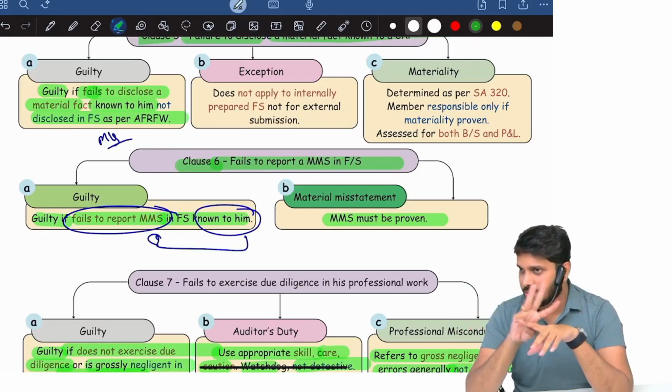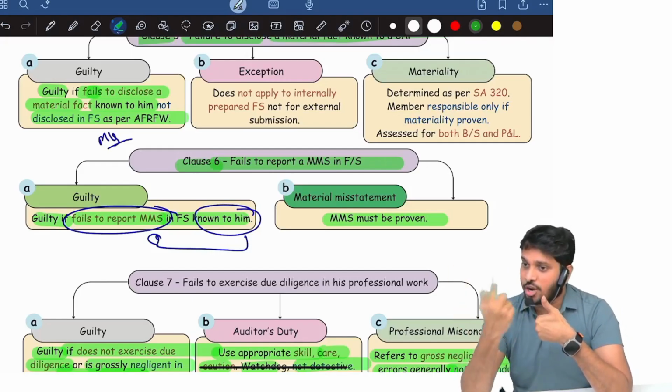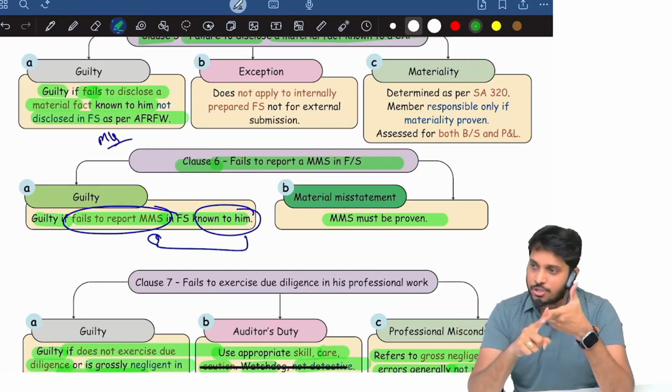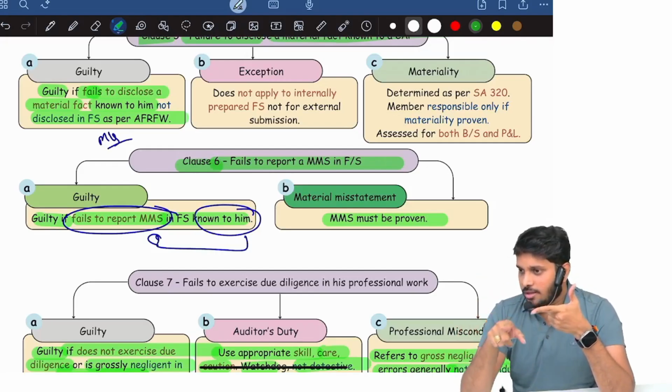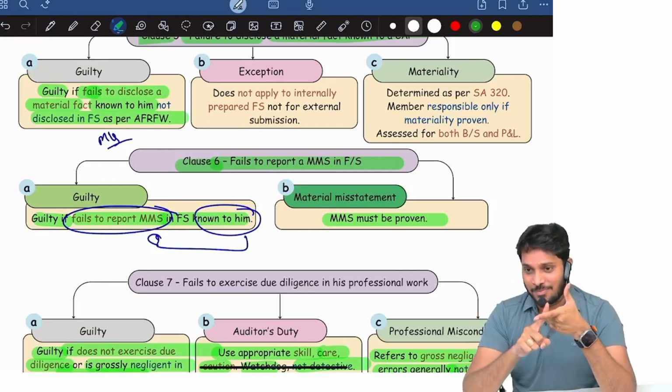Then part number 3, professional misconduct for members in general. There we have totally 3 clauses. Clause number 1, a person who is not an FCA cannot practice as an FCA. Clause number 2, not giving information to ICAI. Clause number 3, giving false information to others.